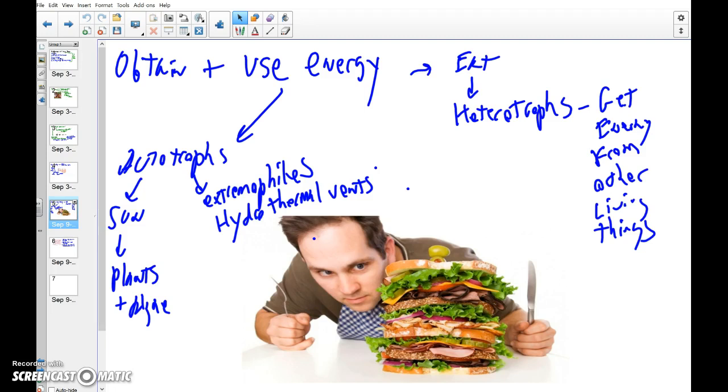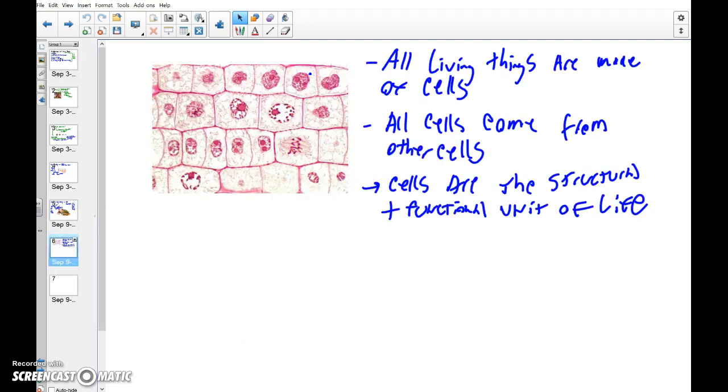So all living things must obtain and use energy. Some of them need to eat other living things. We call those heterotrophs. Others are able to extract energy from non-living stuff, like hydrothermal vents or the sun, and we call those autotrophs. The final characteristic of life is actually something known as the cell theory.